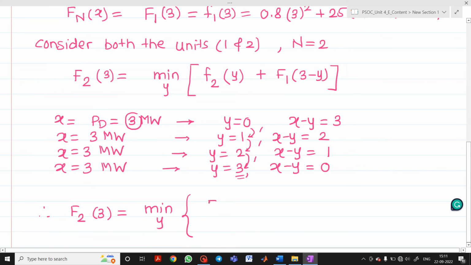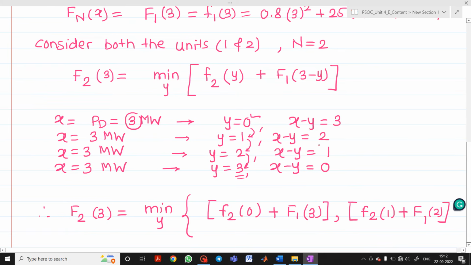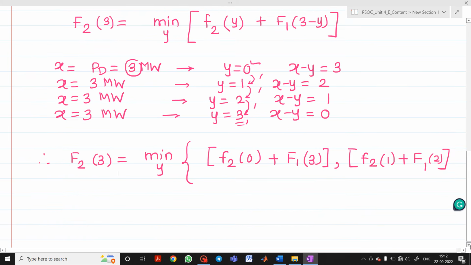So what it will be? In a bracket I will write F2 of first case y equal to 0. So I will take it as a 0 plus capital F1. What is this? It is your x minus y. So what is your x minus y? X minus y will be 3. So F1 of 3 comma. Now take the next pair, small f2. Now this will be the pair 1 plus capital F1 of 2. Why? Because x minus y is 2. Then next I will write for the next pair.